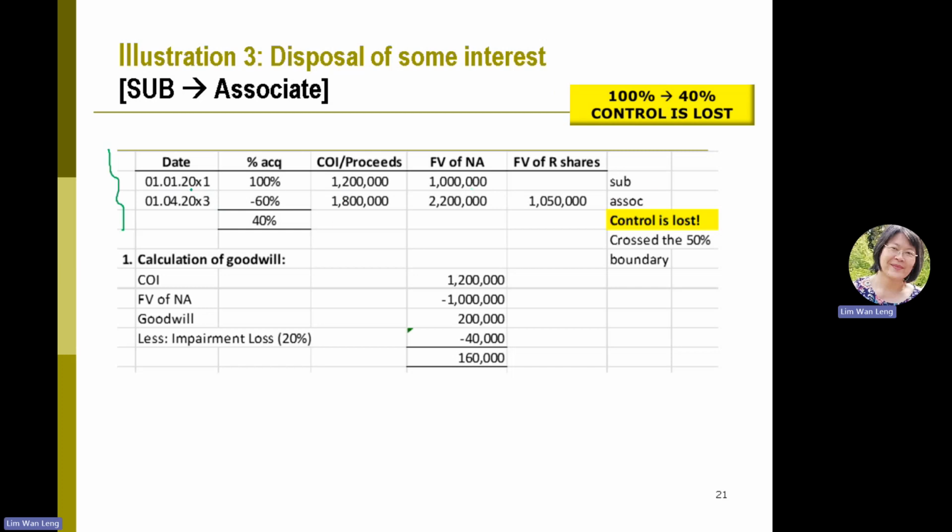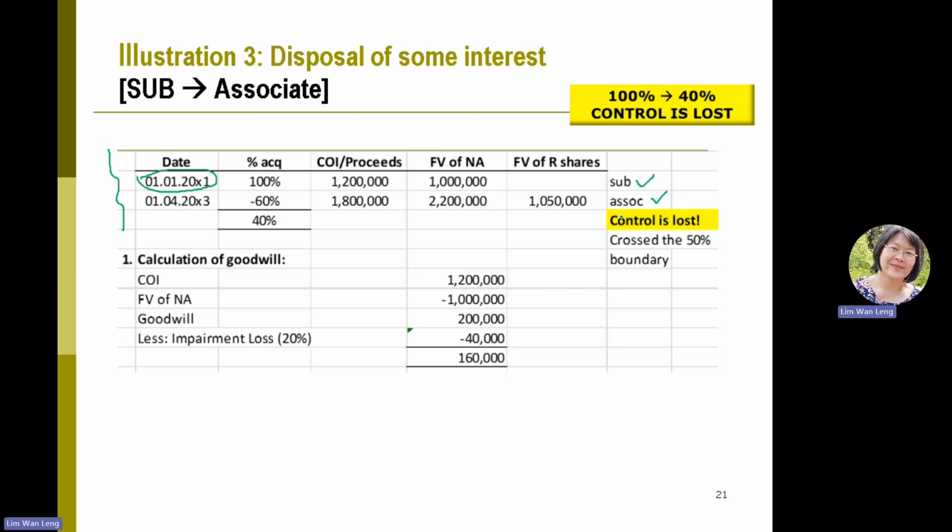Because this is 100%, when you want to calculate goodwill, it is at the date you first obtain control. Since you have control, your status is a subsidiary. Then this is the date that disposal occurs. On this date, first day of April 20X3, you dispose of 60%. So 100 minus 60, the remaining percentage is 40%, and your status is an associate. All these figures you just plug in if they are given. If not given, later you probably need to calculate.